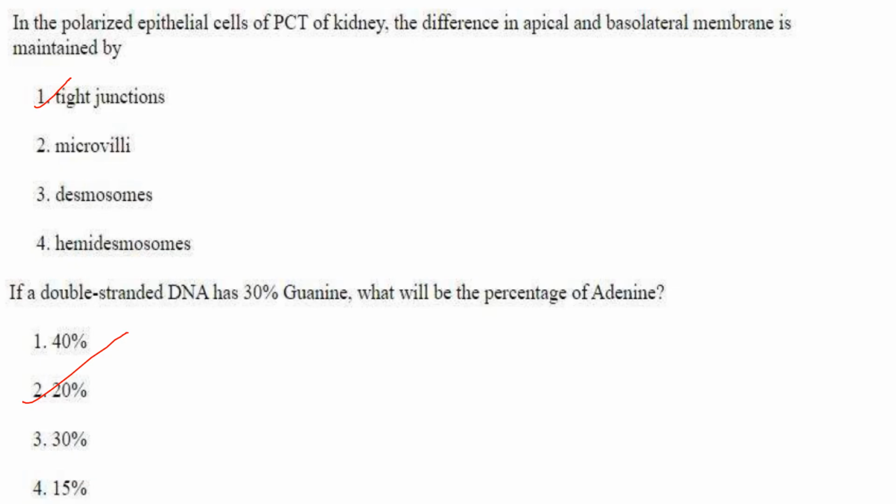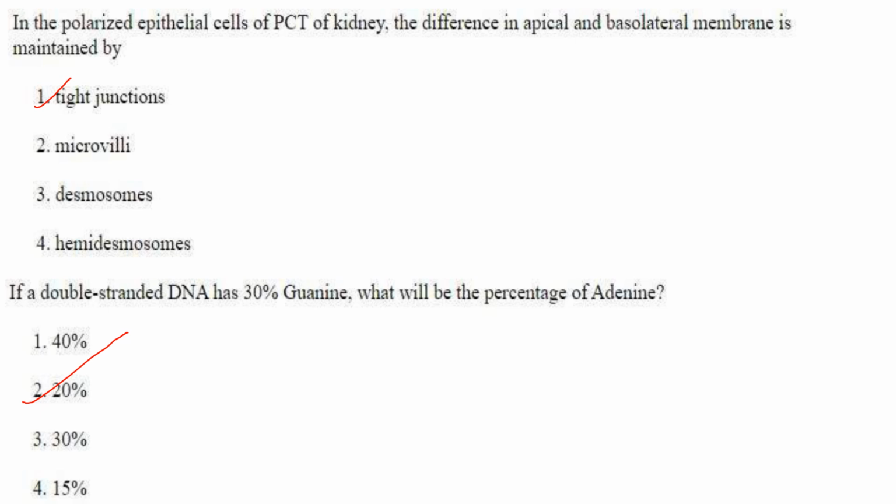Next one. In polarized epithelial cells of the PCT of kidney, the difference in apical and basolateral membrane is maintained by. So it is maintained by tight junctions.